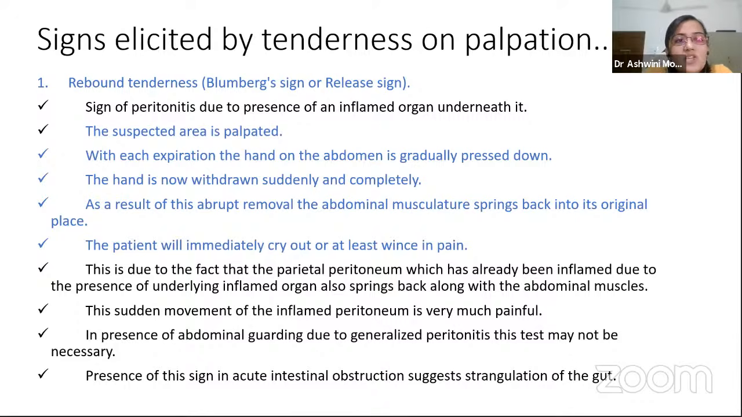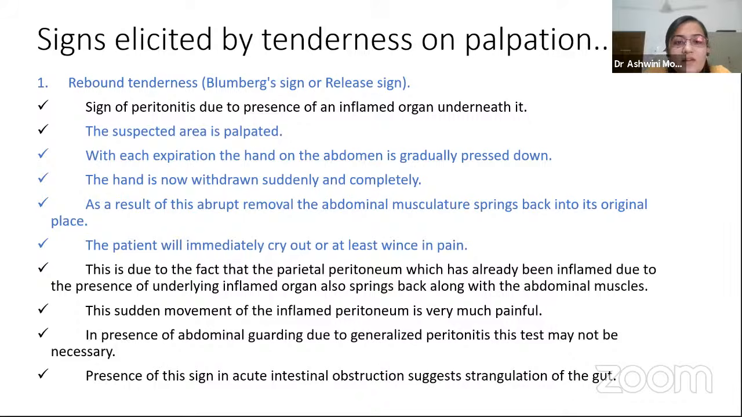With each expiration, the hand on the abdomen is gradually pressed down. The hand is then withdrawn suddenly and completely. As a result of this abrupt removal, the abdominal musculature springs back to its original place, and that causes pain. The patient will immediately cry out or at least wince in pain. So this is rebound tenderness.